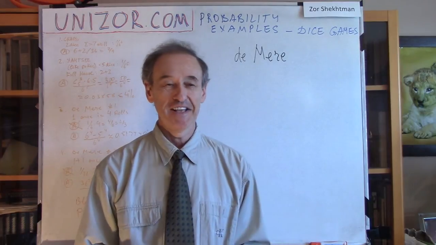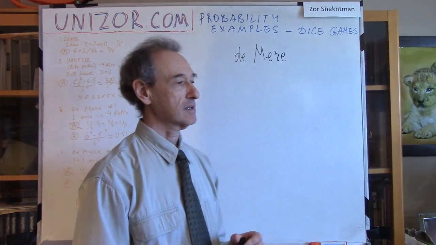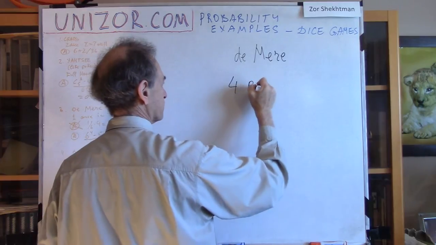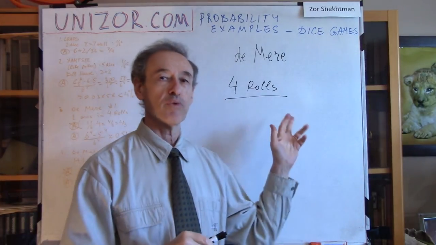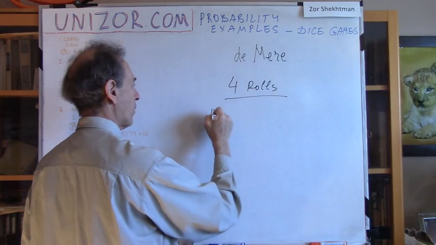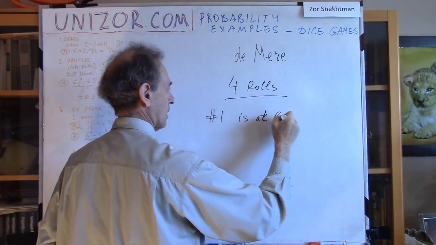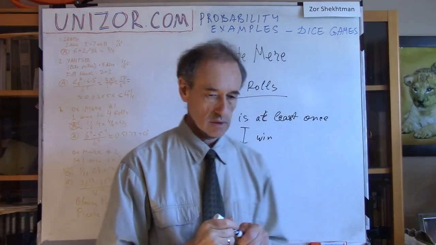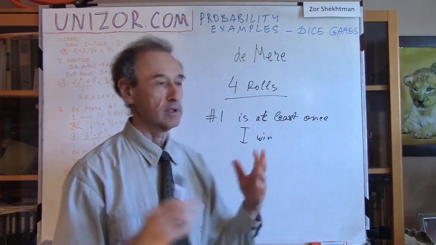So he was a gambler, very simply. So he invented an interesting game. He said that, okay, let me throw a dice four times in a row. Okay, so we have four rolls. And he's saying, if out of these four rolls, I will have one particular number, I think it was number one, doesn't really matter which number, let's say it's number one, so if number one is at least once, I win. So out of four rolls, if at least once there will be number one, he wins.